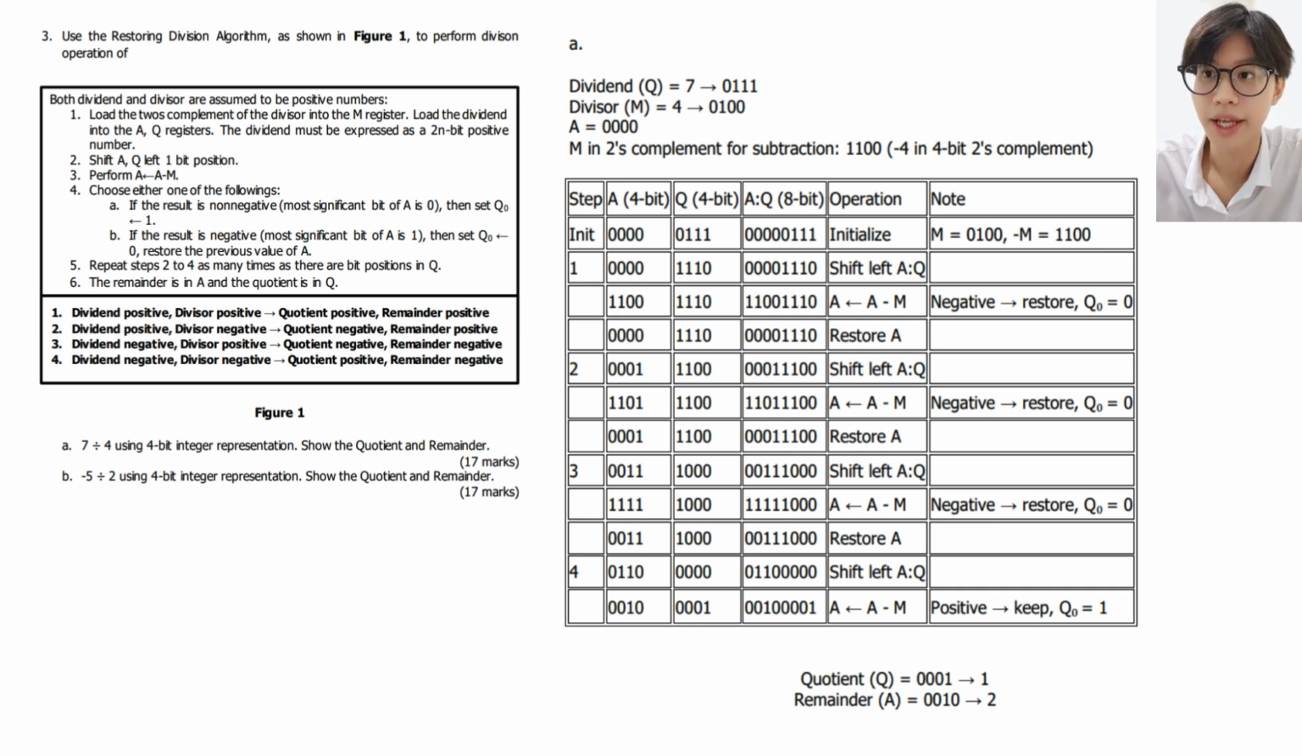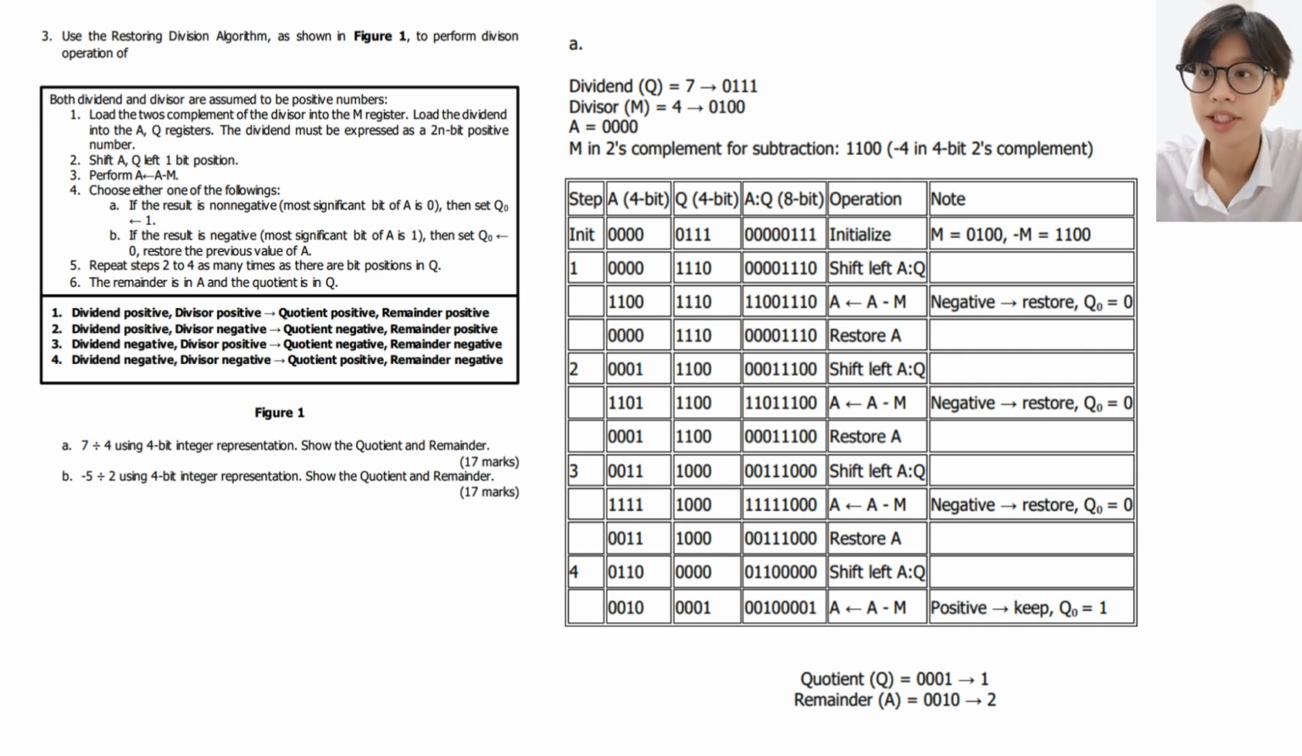Then we subtract M from A, which gives a negative result. Since the result is negative, we restore A to its previous value and set Q0 to 0. Step 2, we shift left again. AQ becomes 0, 0, 0, 1, 1, 1, 0, 0. Subtract M from A and we get a result which is again negative. We restore A and set Q0 to 0.